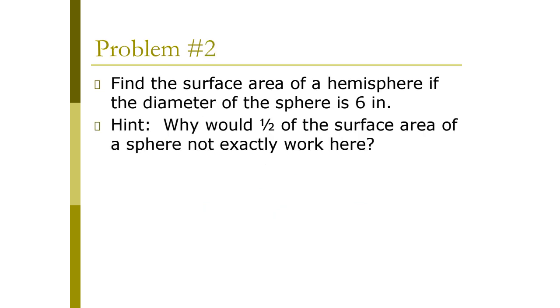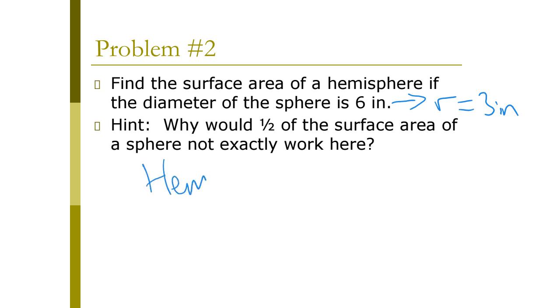All right. Find the surface area of a hemisphere if the diameter of the sphere is 6 inches. So the diameter of the sphere is 6 inches, the same thing as the diameter of the hemisphere. Which what we want to grab from this is that the radius would be 3 inches, right? And as we just talked about, well, why would half the surface area of a sphere not exactly work here? Well, remember, when we cut it in half, we get that circular base.